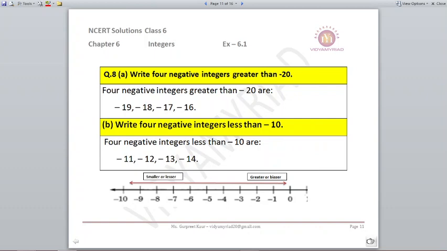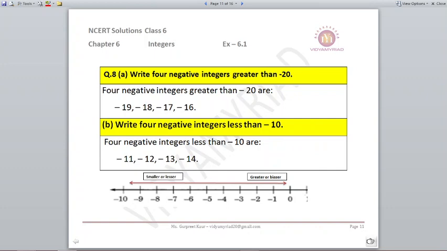Now children, one thing please make sure: when you are looking at the negative numbers, or towards the left of 0, the numbers which are nearer to 0 will be the bigger or greater numbers, and as you move far away towards the left, the numbers start decreasing, becoming smaller or lesser numbers.